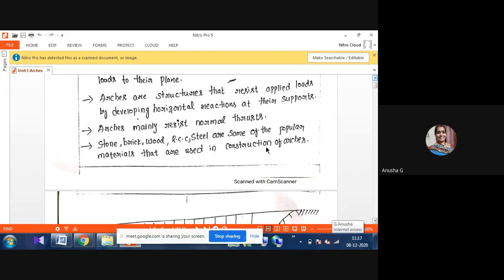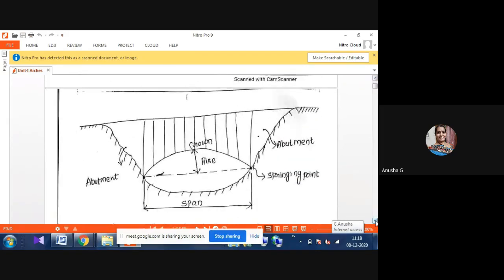If you take the outside, that is for appearance purposes, we'll go for brick construction work. If you go for arches for bridges, then we go for stones. Those are all the main different categories of the materials that we use.